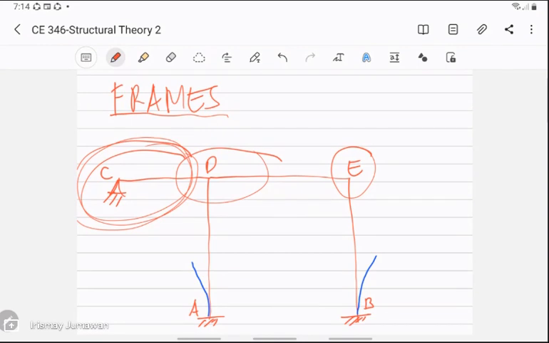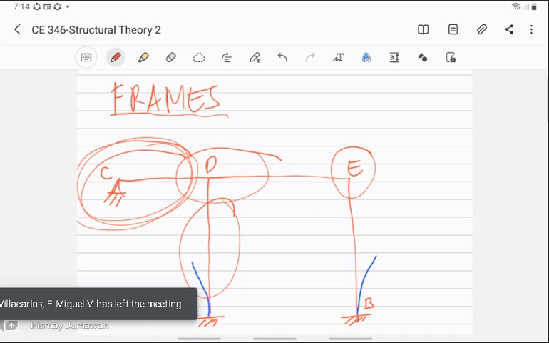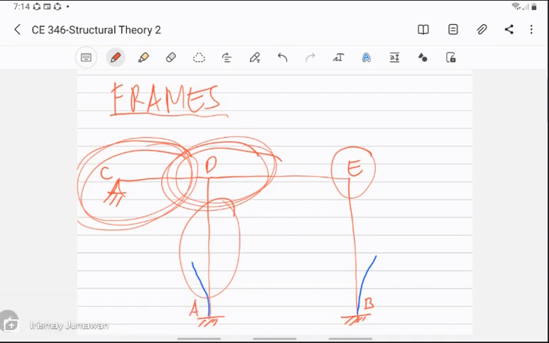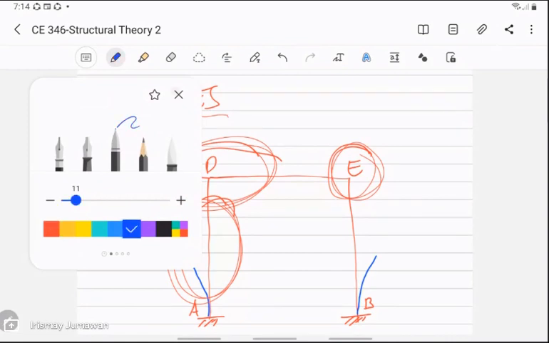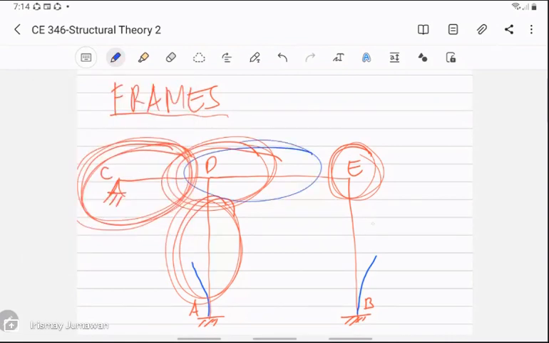Joint D is connected to support A. So all that joint D can do is rotate, but it cannot translate because of member CD and member DA. For joint E, it cannot translate because it is connected to member DE and member BE. Only rotation.